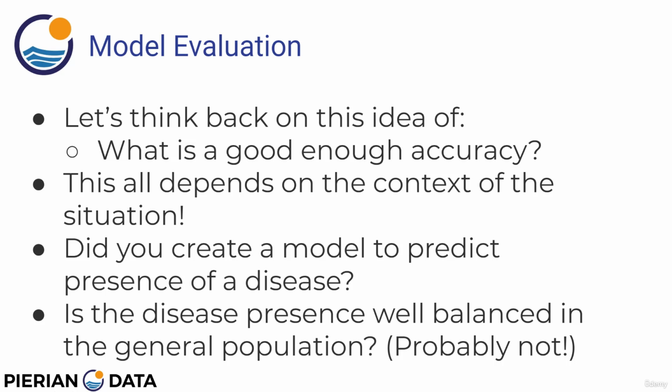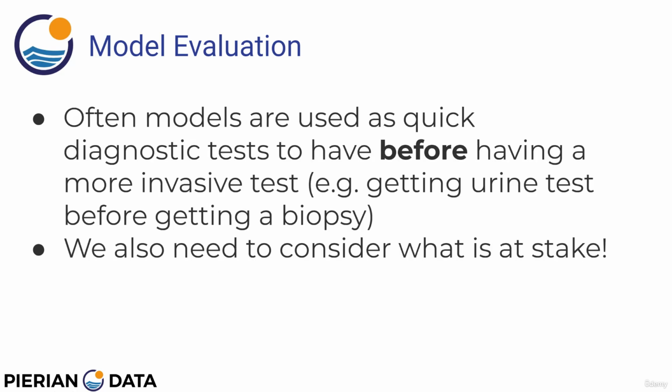There's probably not a disease where about half the population is affected and half the population is not affected. So we can already tell we're going to have an unbalanced class situation, which means we're going to have a precision recall trade-off. We should also keep in mind that often these models are used as quick diagnostic tests before having a more invasive test.